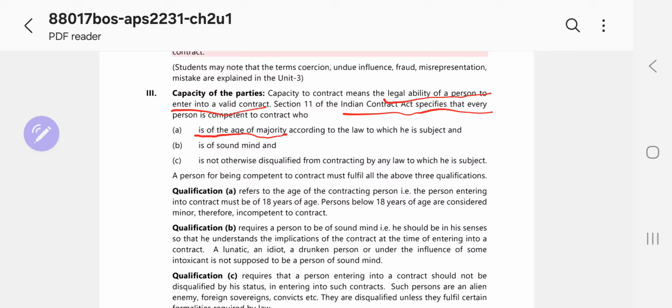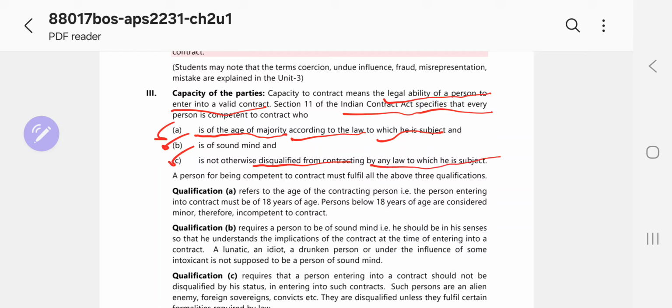Minor means the person who is below 18 years of age according to the law to which he is subject, and he is of sound mind. Sound mind means he is able to understand the agreement, the promise, or the terms and conditions clearly. He should be of sound mind and not of unsound mind. He is not otherwise disqualified from contracting by any law to which he is subject.